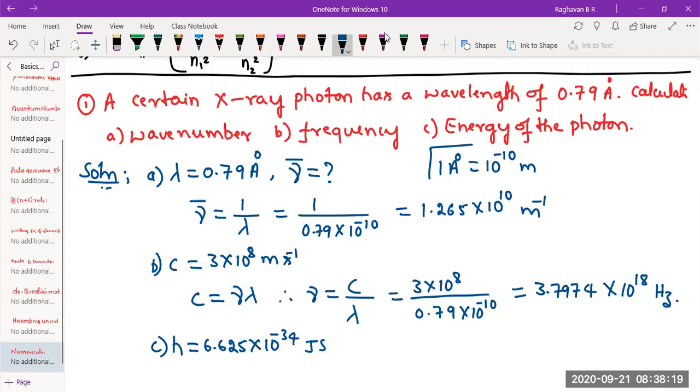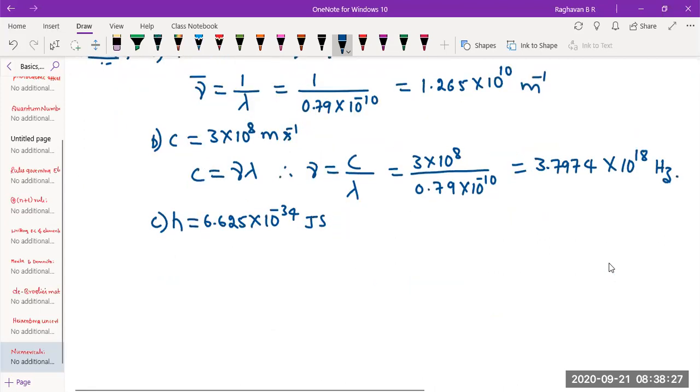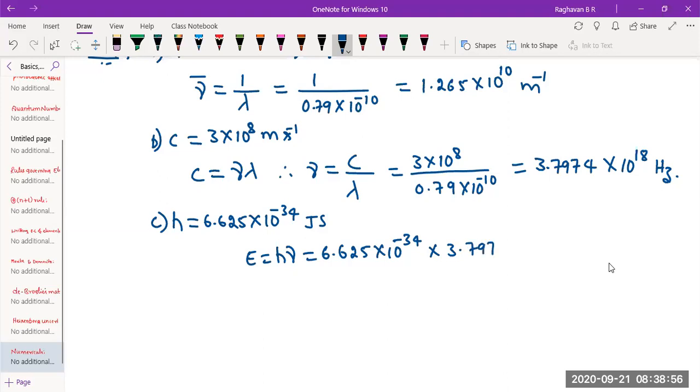Now come on, substitute and simplify. That's all, E is equal to h nu. Sir, it is 2.51 into 10 raised to minus 17. The power you need to recheck. E is equal to h nu, 6.625 into 10 raised to minus 34, and nu is 3.7974 into 10 raised to 18.